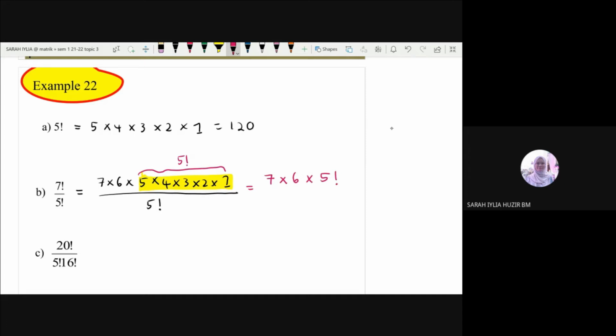Sebab yang bahagian belakang ni saya simplify balik. And then tadi on our denominator, we also have 5 factorial. So this can be cancelled out. So final answer 42.